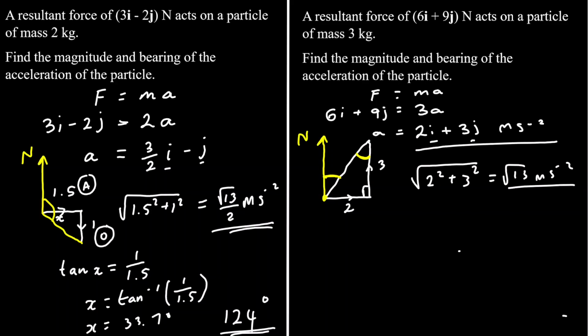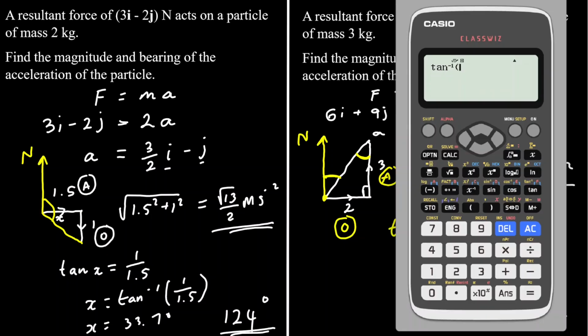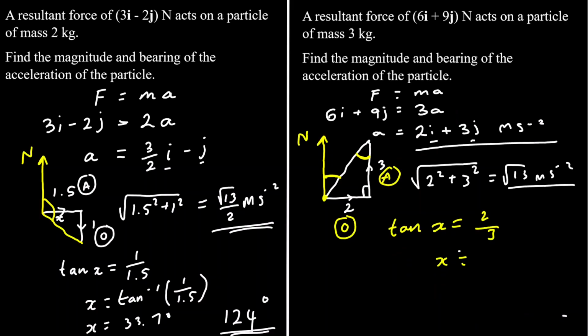And then we've got the opposite and the adjacent. So tan x is 2/3. That's actually the same as the last question. So shift tan 2/3 will give the same answer, 33.7 degrees. And again, because of alternate angles, this angle is the bearing. So I'll put 0, 3, 4 degrees.